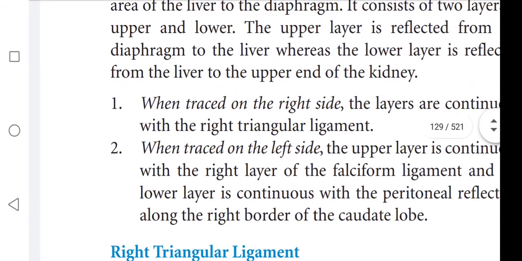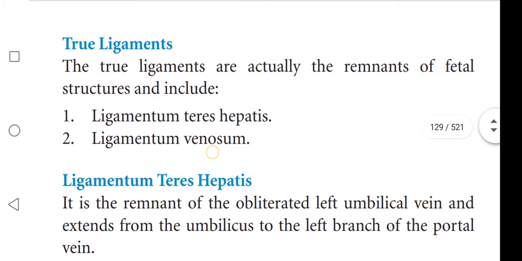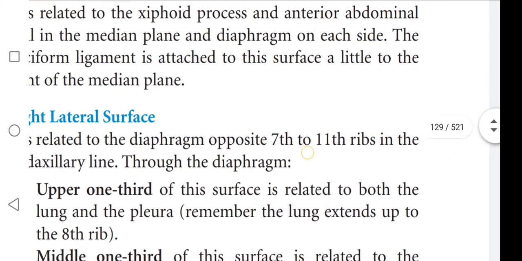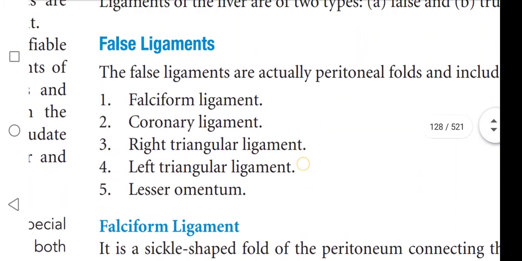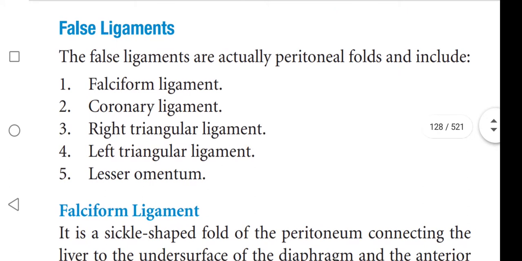Next, see true ligaments. The true ligaments are actually the remnants of fetal structures and include ligamentum teres hepatis, ligamentum venosum. See one by one false ligaments. First one is falciform ligament.